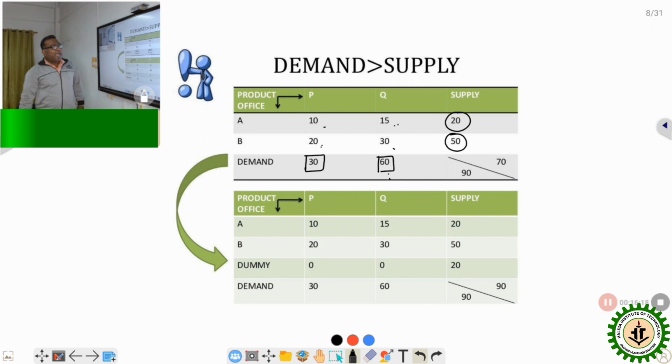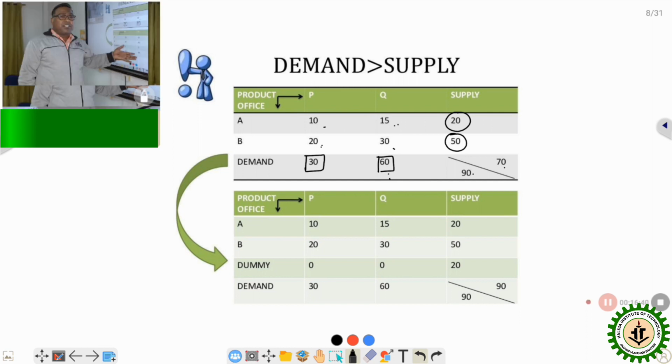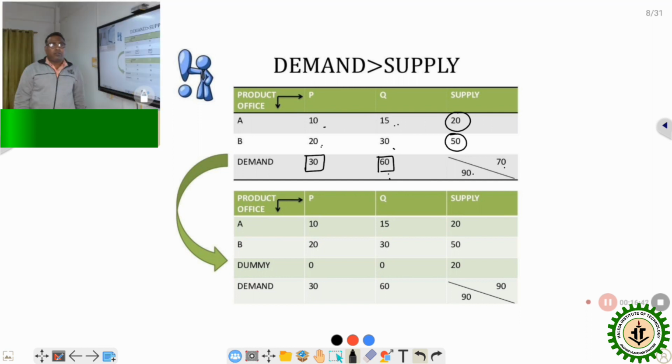Now you can add these two terms, you will get 70, and if you add these two, you will get 90. So basically, the demand amount and the supply amount are not equal. At that time, you can see that the demand is more than the supply. So in this case, what will we do?